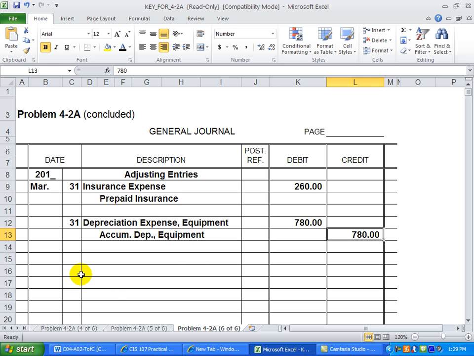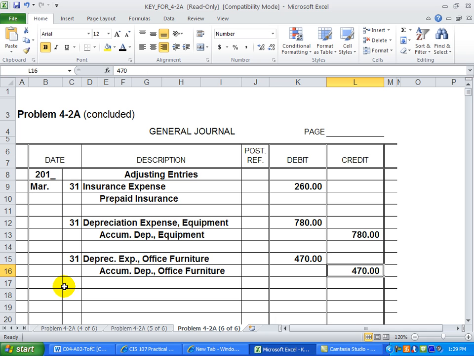So now we're going to look for letter C. There is one, so we're going to skip a line. We still need the date. The C debit is to depreciation expense office furniture, so that's what we're going to write first, and that was for $470. We're going to credit the contra asset account, accumulated depreciation office furniture, and that takes care of that one.